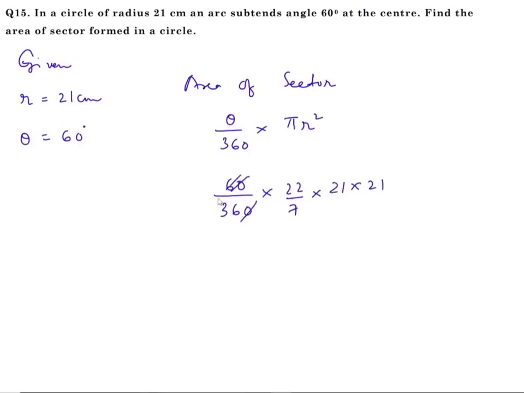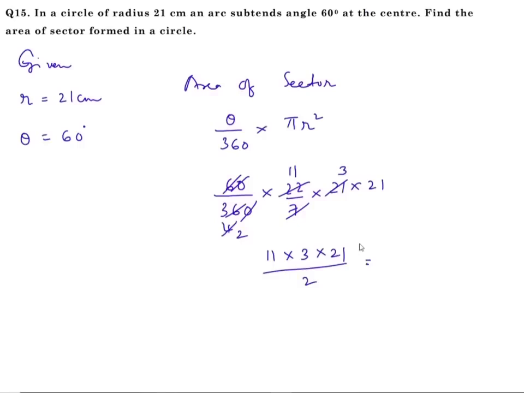0 and 0 will cancel out. 6 ones are 6, 6 fours are. Now 7 ones are 7, 7 threes are. Now 2 twos are 2, 2 elevens are. Now what are the numbers remaining? 11 into 3 into 21 by 2. Multiply 11 into 3 is 33.